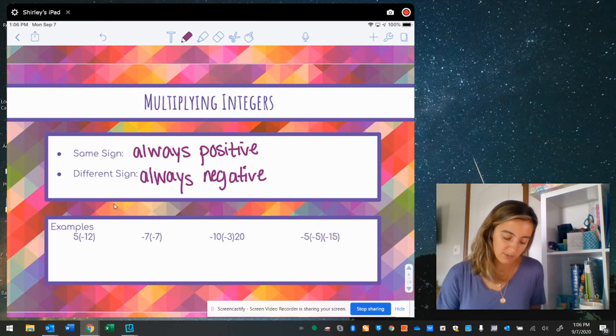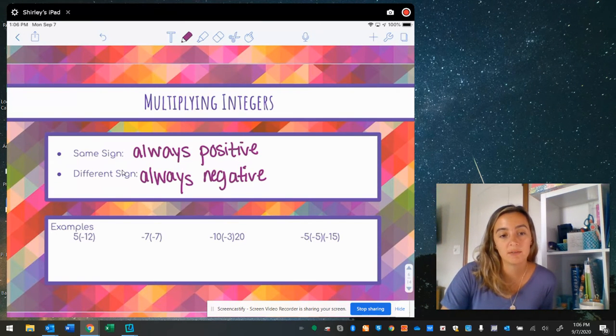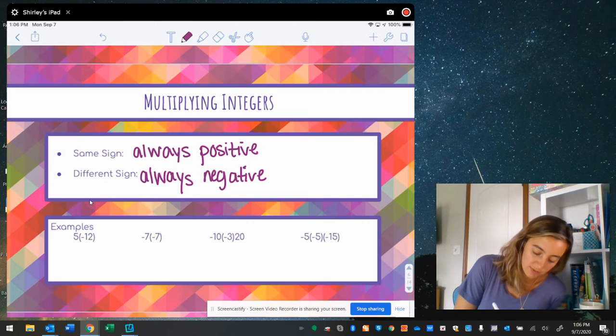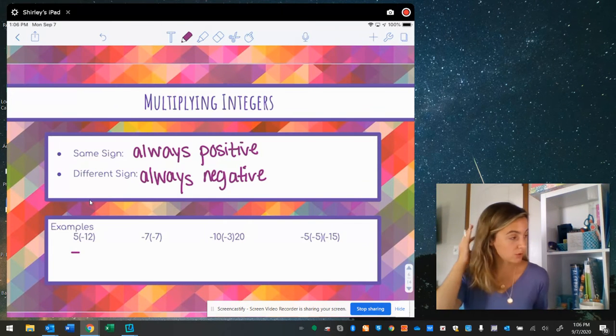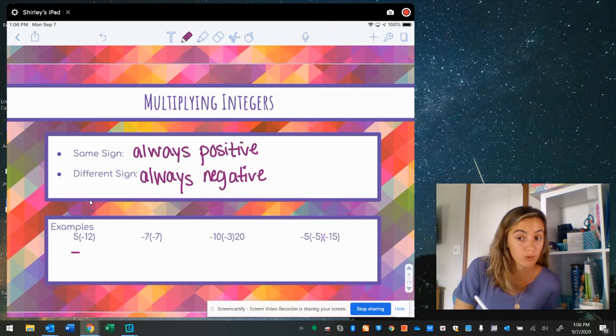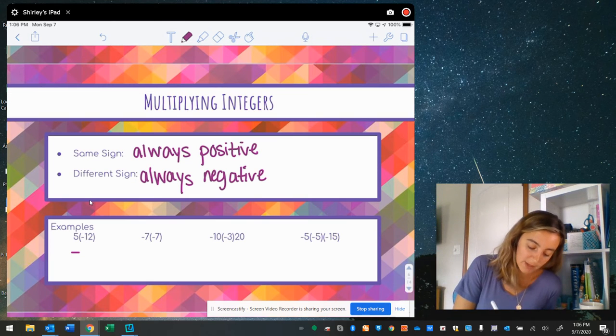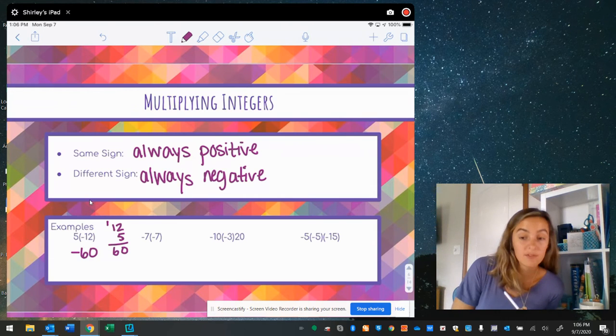So 5 times negative 12. I have a different sign, so my answer is always negative. So I can just fill that sign in, and then if we have to go towards the side to do some scratch work, if you don't know what 5 times 12 is, go through your multiplication. 5 times 2 is 10, carry the 1. 5 times 1 is 5, add another 1, and we get 60. So we get negative 60.